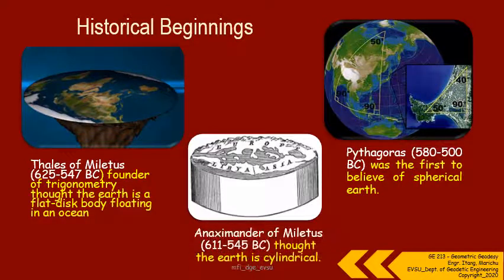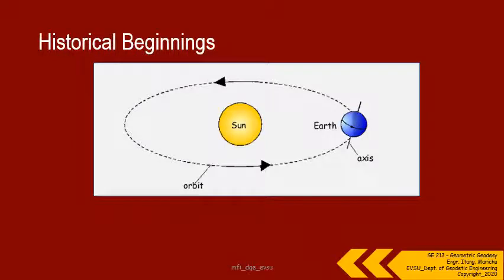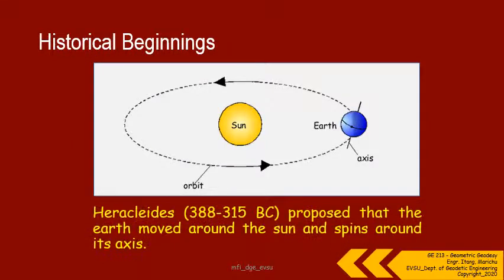And then we have the cylinder. We have Anaximander of Miletus. He proposed that the shape of the Earth is cylindrical. Another, we have Heraclides. He proposed that the Earth moves around the Sun and spins around its axis.